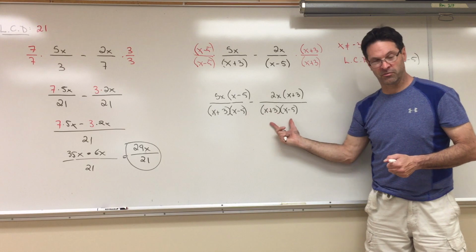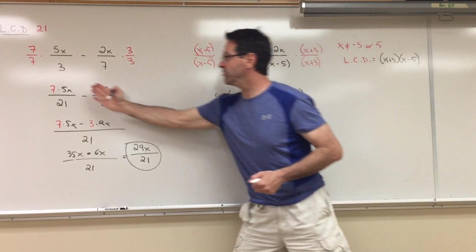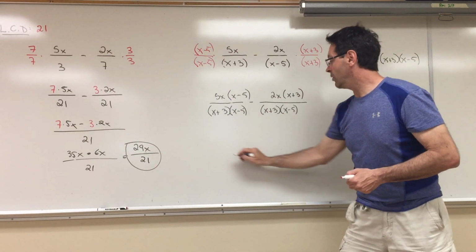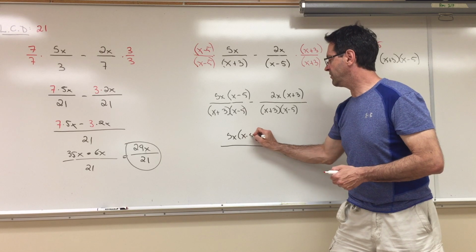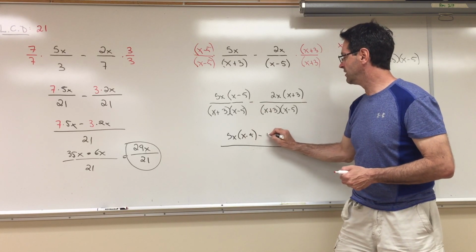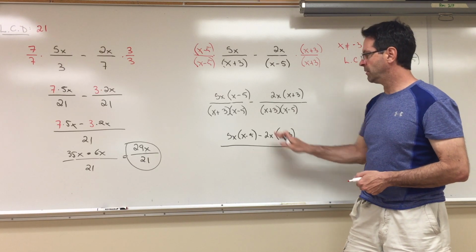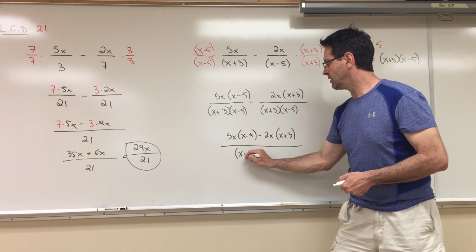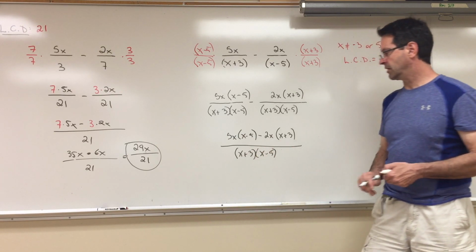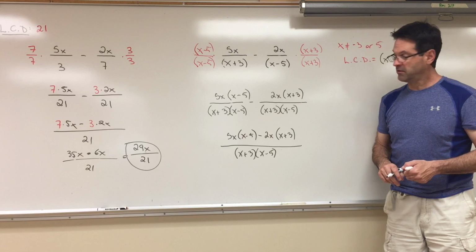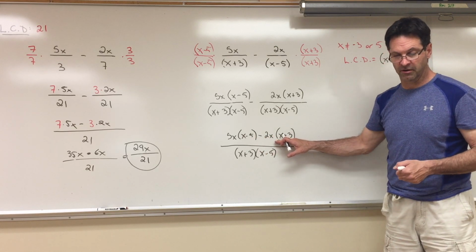and they are expressed with the lowest common denominator. So subtract the numerators, just like we did here. We subtracted the numerators over one denominator. 5x times x minus 5, subtraction sign, 2x times x plus 3, all over the lowest common denominator. I'll give you a chance to see if you can expand and collect your like terms in the numerator here. Okay.